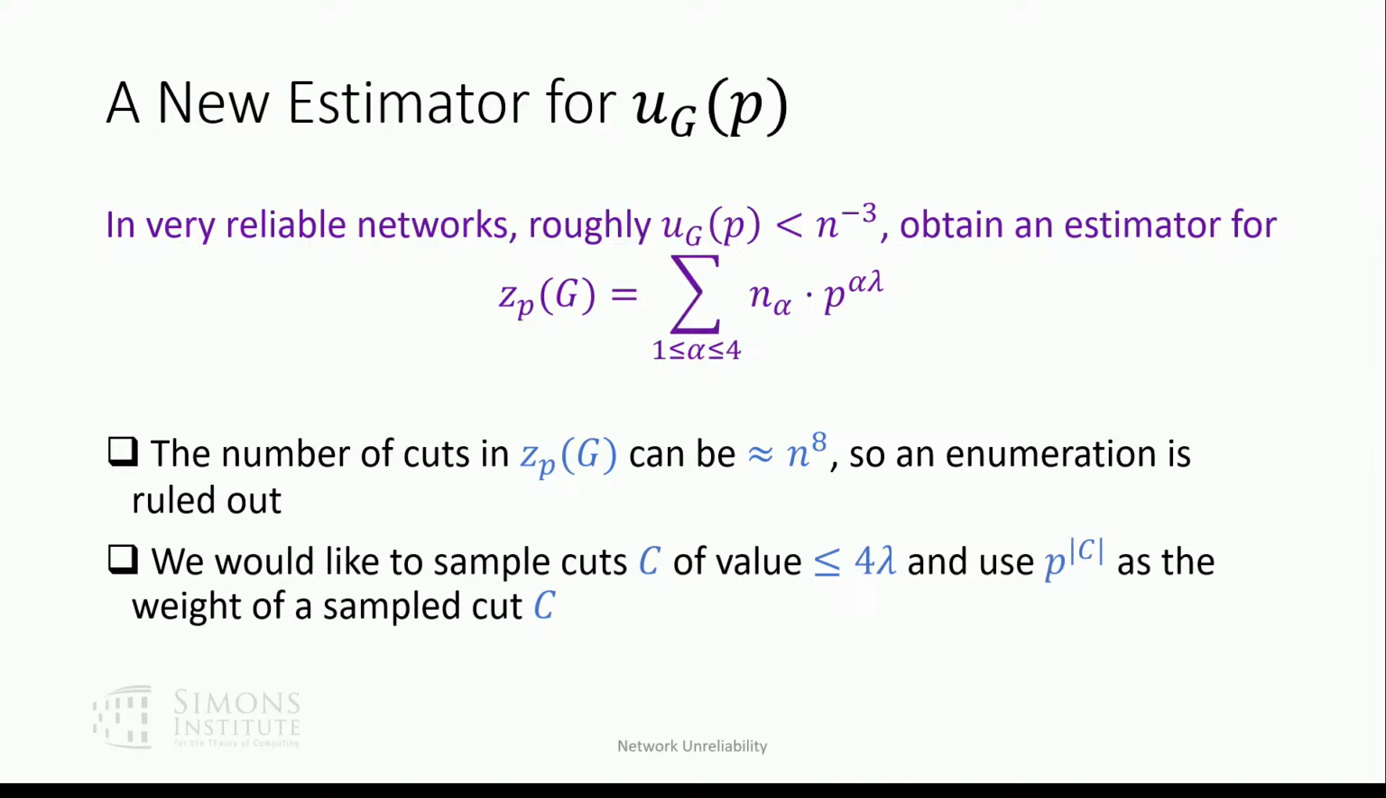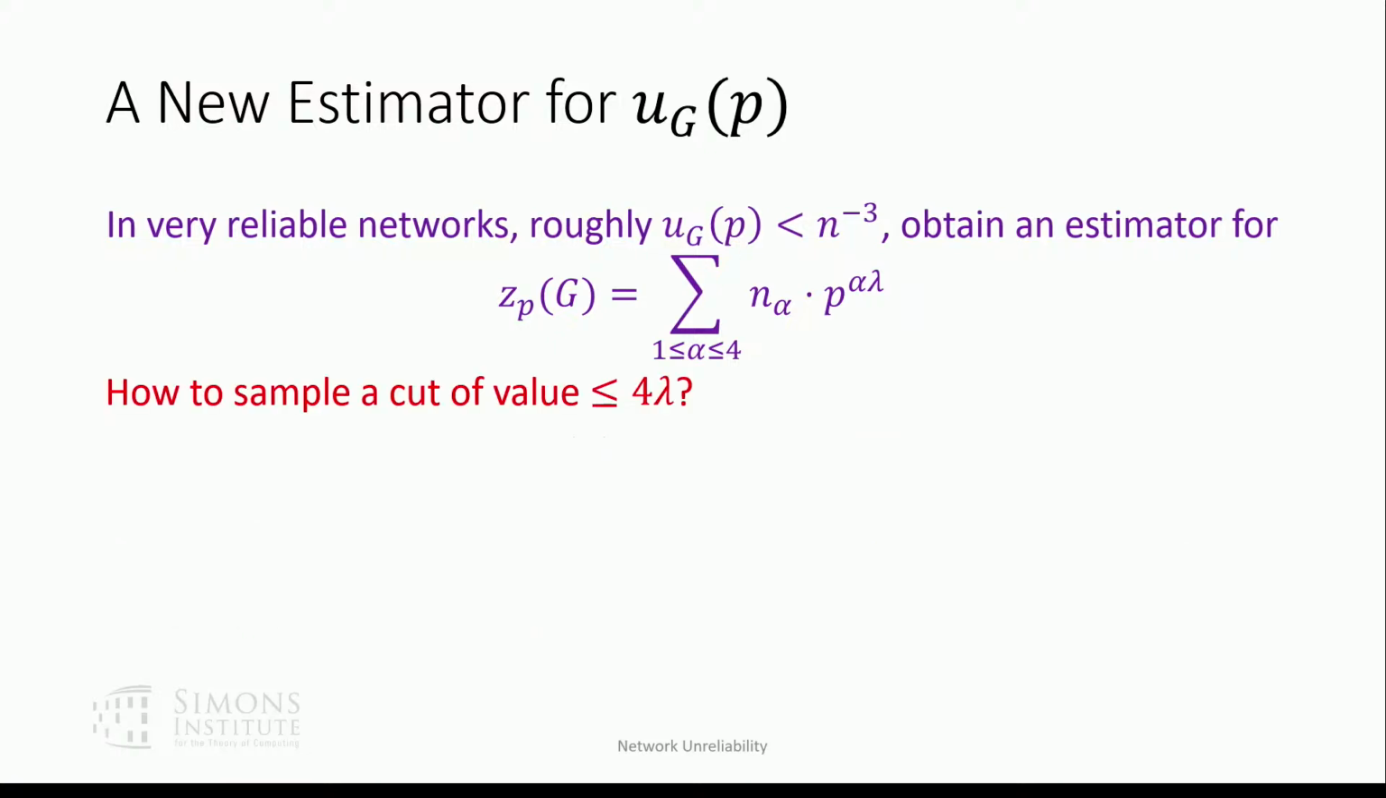So I need to do some sampling, right? I need to estimate this parameter via sampling. I need to create an estimator for this. Now for this sampling, what do I want to do? I want to sample cuts of value at most 4 lambda. I don't want to sample other cuts that don't contribute to my estimate, to my parameter. So I really want to be sampling these cuts whose value is at most 4 times lambda. And I want to use this quantity p raised to the size of the cut as the weight of a sampled cut. Somehow I need to have an efficient sampling technique that can do this.